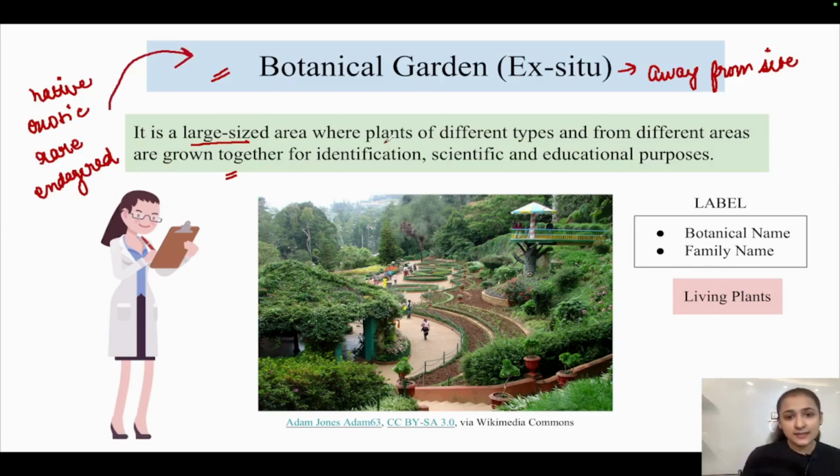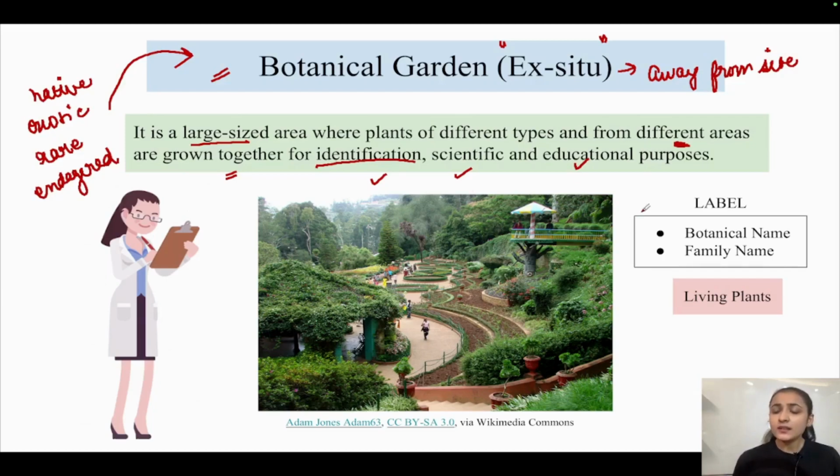So it is a large-sized area, and it is an ex situ method of conservation where plants of different types and from different areas are grown together. Plants of different types and from different areas means both native and exotic. They are grown together for the purpose of identification. We can take our plant specimen and compare, okay, is this our plant or is that our plant, by comparing to the specimens or plant samples growing in a botanical garden. So they are used for identification, scientific and educational purposes. Students can go on educational trips to know about different kinds of plants, or they can also go there for recreational purposes.